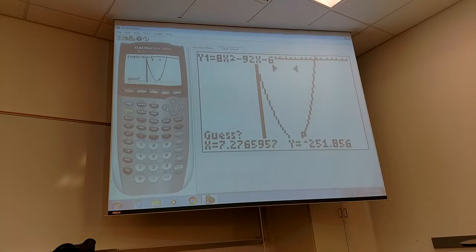And then it's going to ask for a guess, so I'm going to try to put my cursor right at the bottom there. Doesn't have to be perfect, to be honest. I'm going to put my cursor right about there, right where the vertex looks to be. Enter. And I get this.